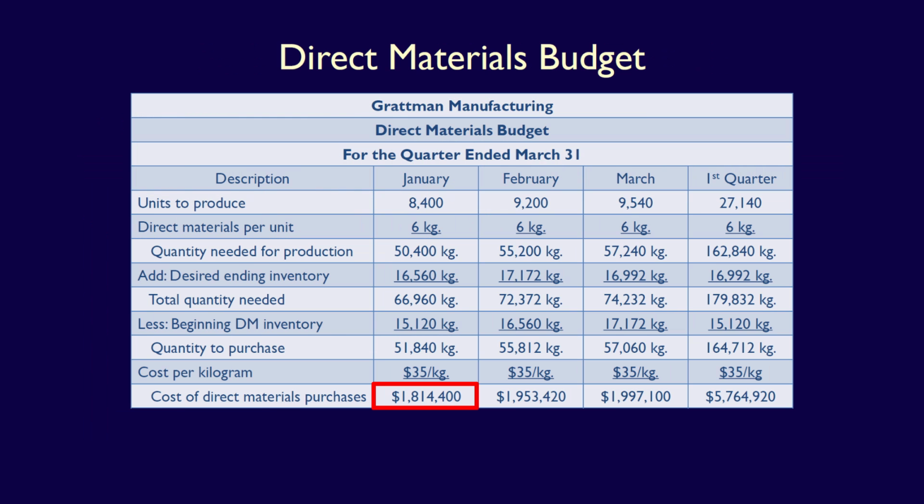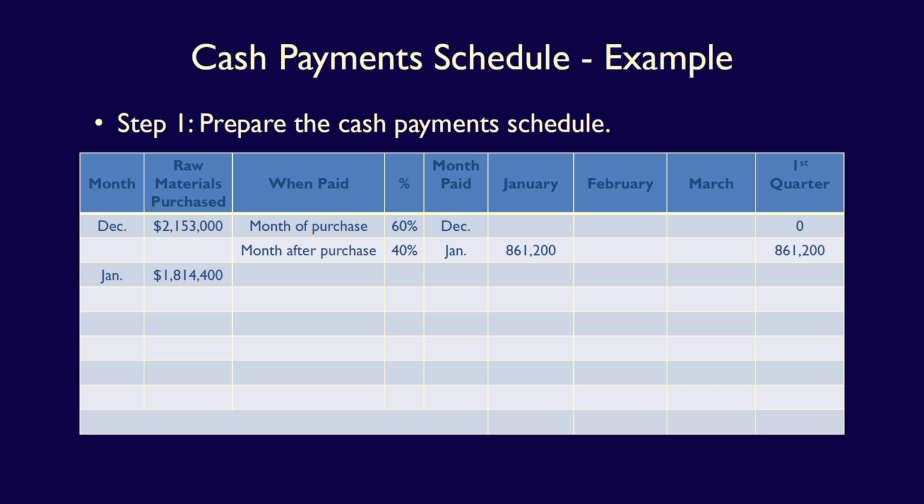The total cost of direct materials purchased in January is $1,814,400, so we transfer that into our raw material purchases column, $1,814,400. When did we pay for these purchases?